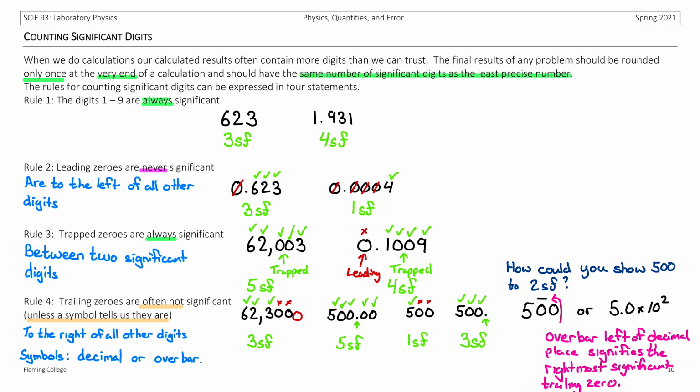The other way you could show 2 significant figures is to convert to scientific notation. And we will use scientific notation a fair bit in this course, so it would be a good idea for you to review that from your math course.